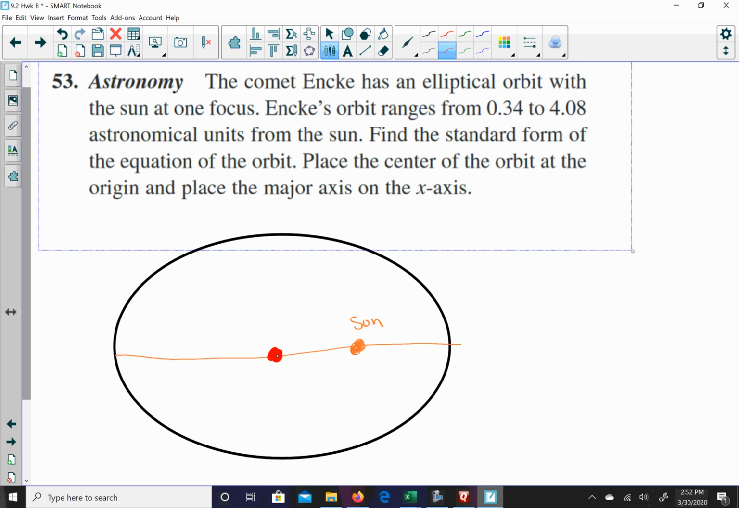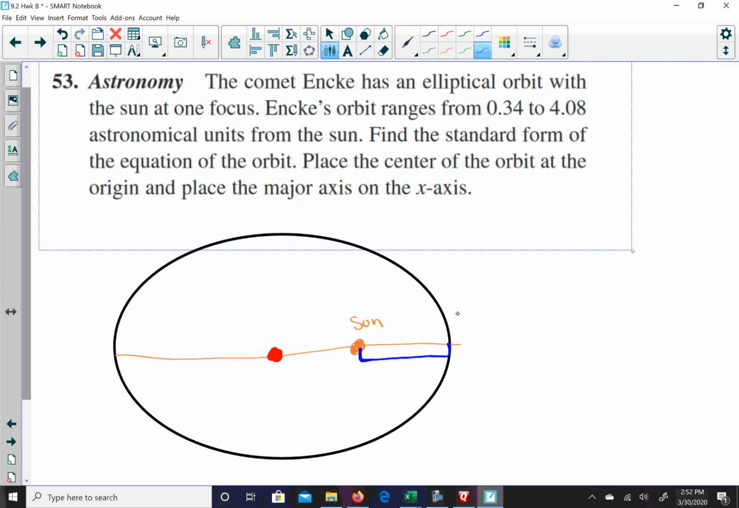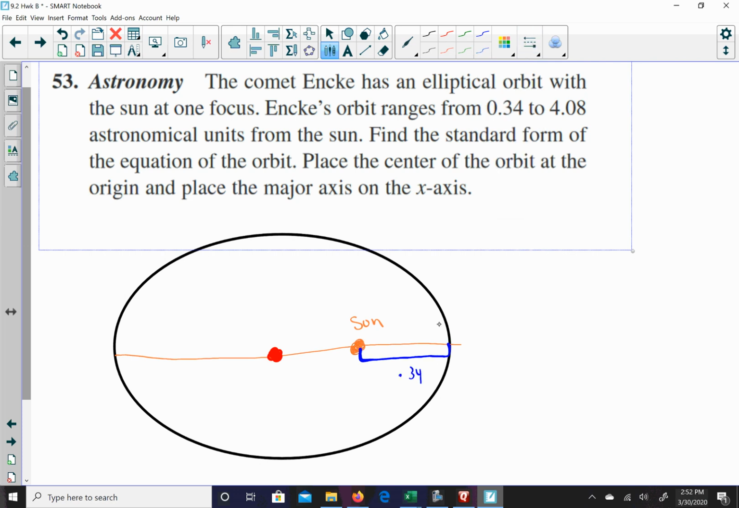Okay. Now they're telling me that the orbit ranges from 0.34. So since this one's closer, we're going to make from here to here 0.34. From 0.34 to 4.08. So from here to here is 4.08. And then they want me to write a standard equation for the pathway of this comet.